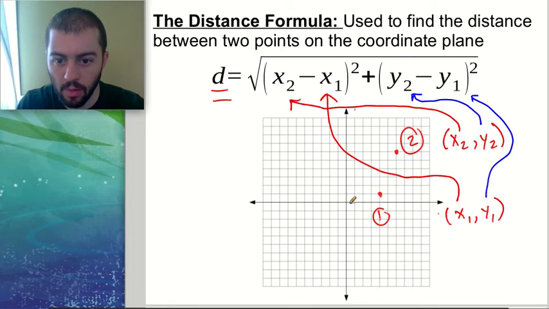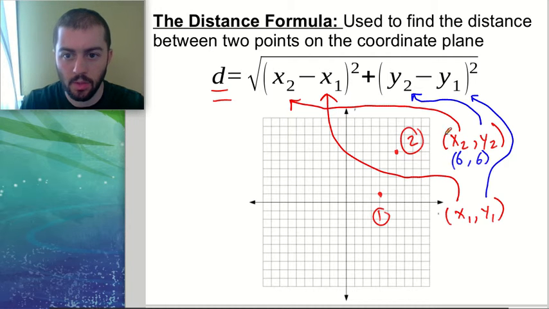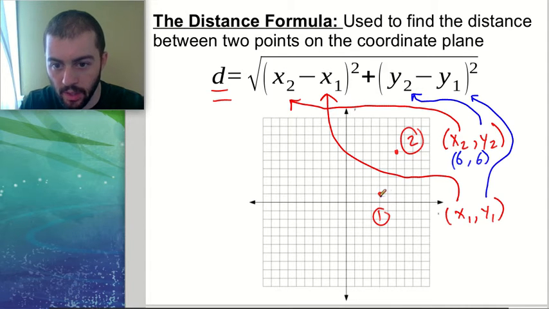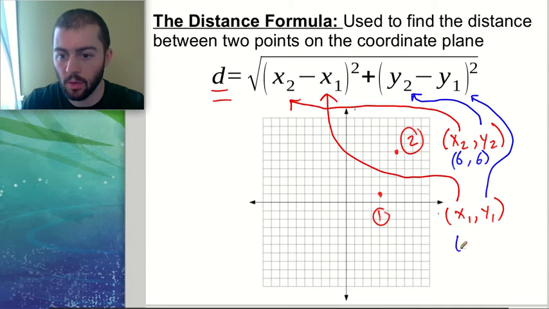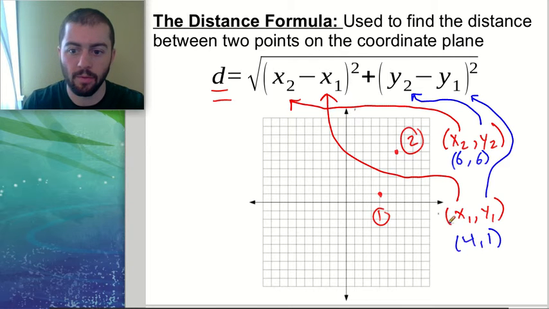We could find, right, point 2 if we go over, it looks like it's at 6, 6. So we would plug in 6 for y2 and 6 for x2 as well. And then point 1 looks like it's at 4, 1. So we would plug in 4 for our x1 term and then 1 for our y1 term. All right, so this is how we're going to get the numbers to plug into the distance formula. It's all based on the coordinates of the 2 points that we choose.